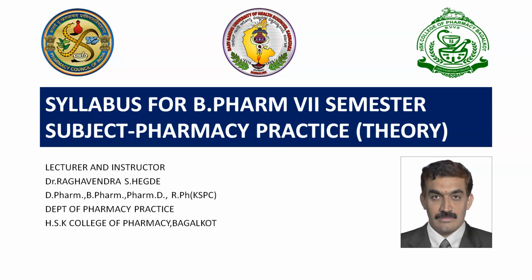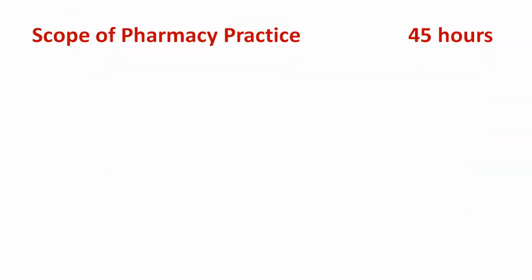Today, in this lecture session, we'll be trying to understand the syllabus for B.Pharmacy, 7th semester for the subject Pharmacy Practice. Okay, let us now understand the whole syllabus which is there for pharmacy practice. So the time allotted from the university through PCI, Pharmacy Council of India, is 45 hours of the pharmacy practice programs for B.Pharm 7th semester.